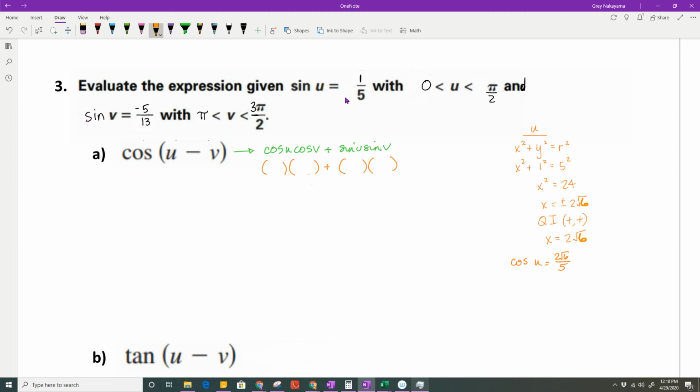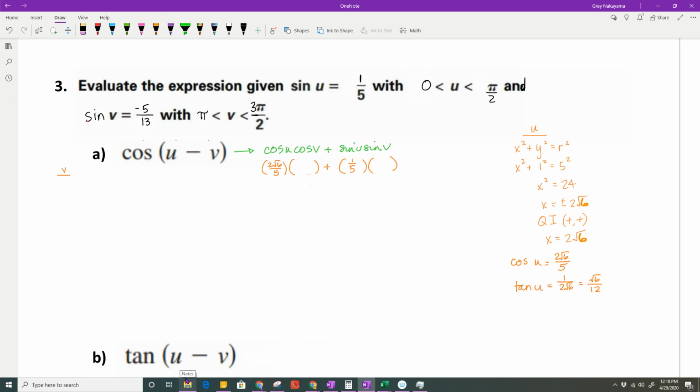So cosine is 2 square roots of 6 over 5, and tangent is y over x, which is going to give us 1 over 2 square roots of 6, and then I just simplified it because you don't want to leave a radical on the bottom. So cosine of u is square root of 2 over 6, so I'm putting that in right there. Sine of u was given to me in the problem, so I'm putting that one right there. Now I have to go find v.